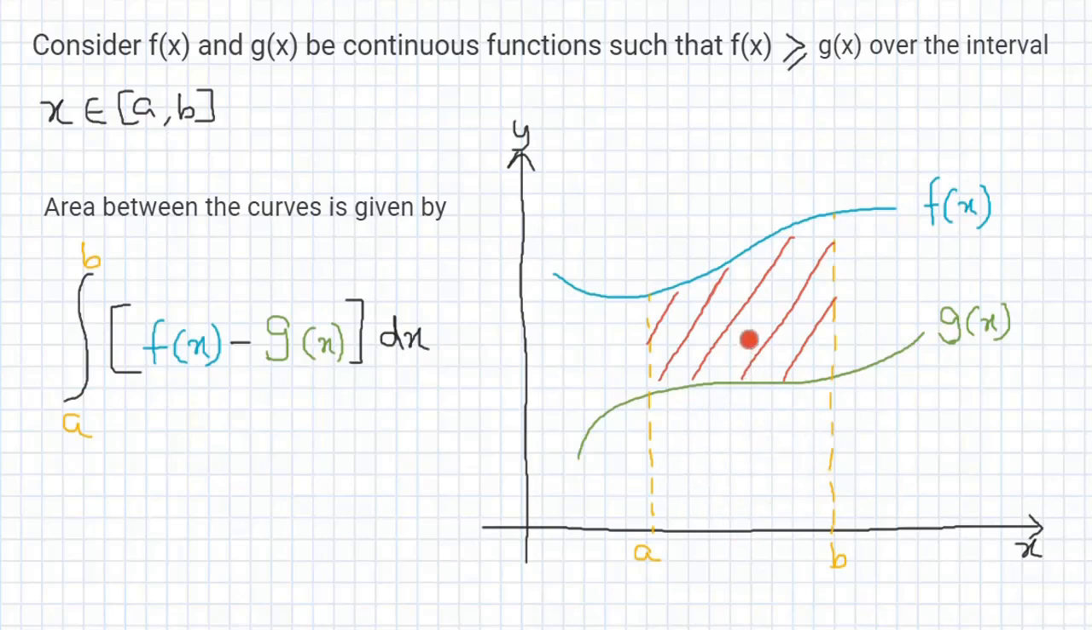Now the area of this region will be obtained by subtracting the area under g(x), this area, from the area under f(x), which is this complete region. So that's how this area is evaluated, and that is why the function g(x) is being subtracted from f(x) and it is integrated over a to b.